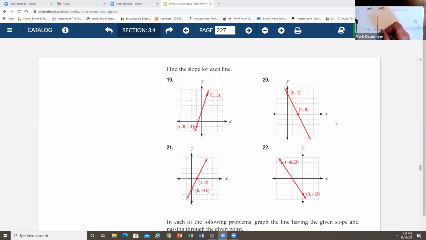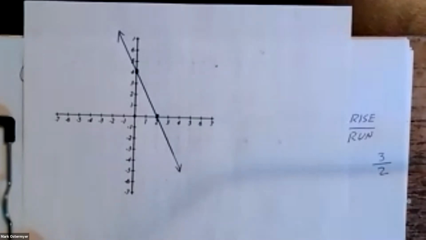So we got 2 points, 2, 0, and we have the point 0, 4. And with that information, we should be able to determine the slope of this line. Now, is this a rising line or falling line? Rising or falling? Falling line, and therefore its slope better be what? Positive or negative?